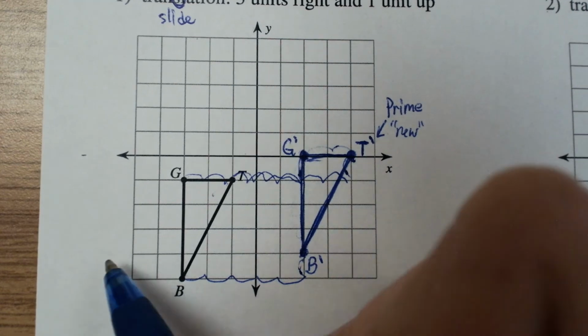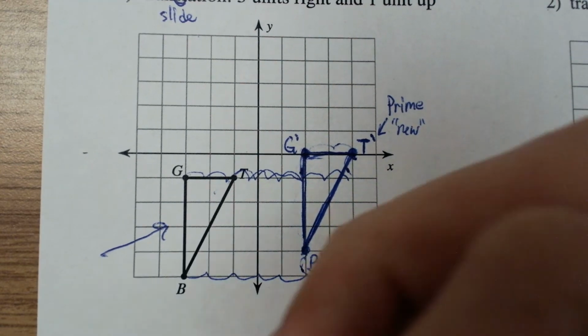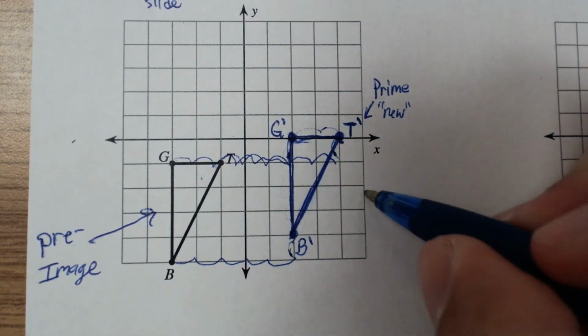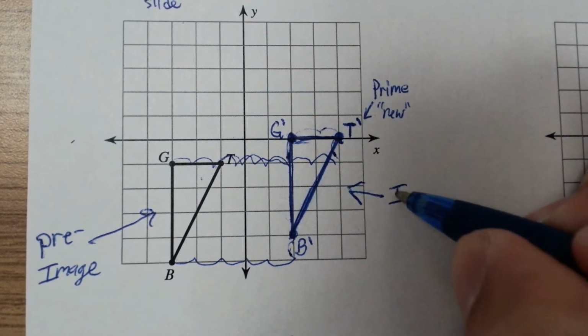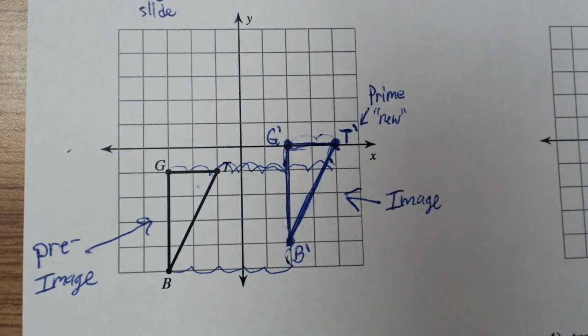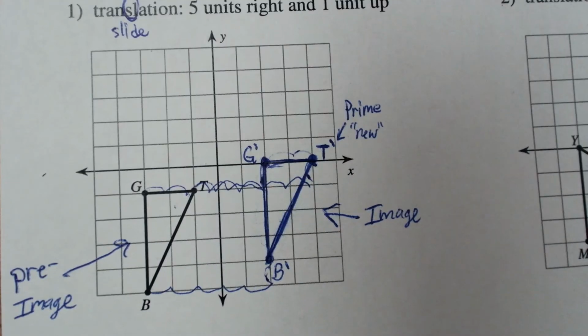Now, before we move on, there's a couple of other things you need to know. The original image that they give you, we call a pre-image. We call that the pre-image. This one we call the image. Okay, so you have a pre-image and an image.